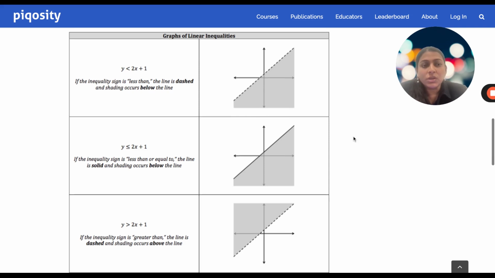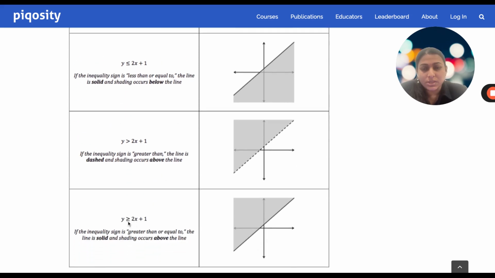So according to the math emoji, if the symbol doesn't have a line on the bottom, I said to use a dotted line. So clearly you can see that they are using the dotted lines. If there is a line down here, you're going to use a solid line. For example, whenever there is a line at the bottom, greater than or equal to, you're going to use a solid line.